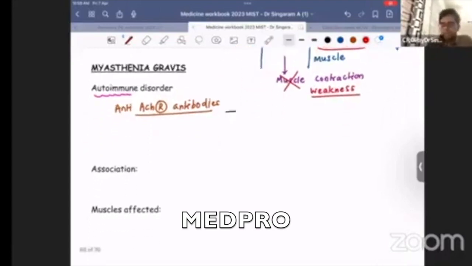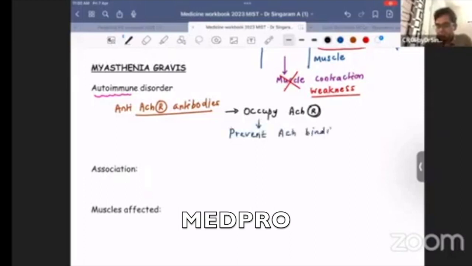Acetylcholine receptor antibodies will occupy all the acetylcholine receptors. What is the problem? If this occurs, they will prevent acetylcholine binding to the receptor. When acetylcholine cannot bind to the receptor, it would result in weakness.